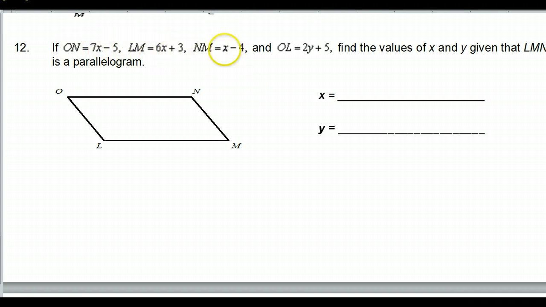We're given some lengths here. We're supposed to find the values of x and y, given that this thing is a parallelogram. Okay, let's see what's what. ON is 7x minus 5. So this is 7x minus 5. LM is 6x plus 3. So LM is 6x plus 3.